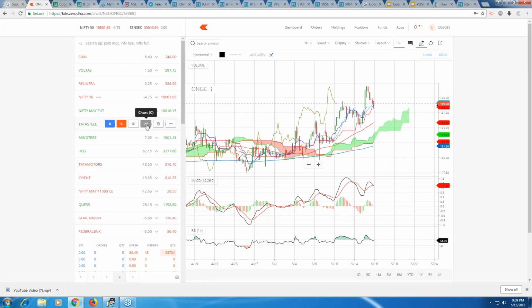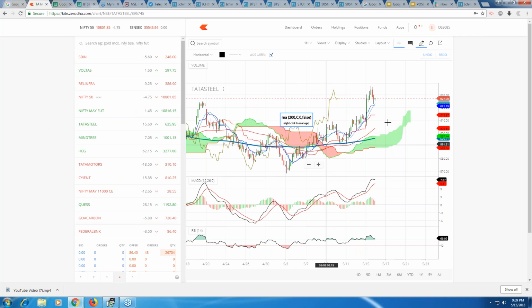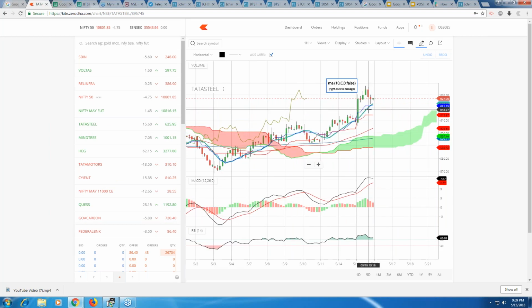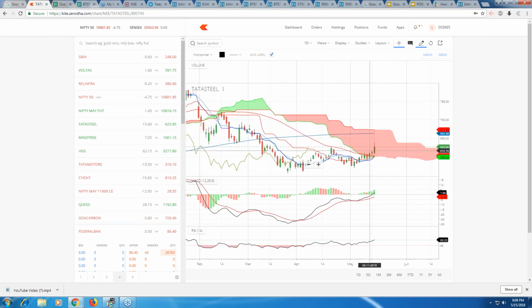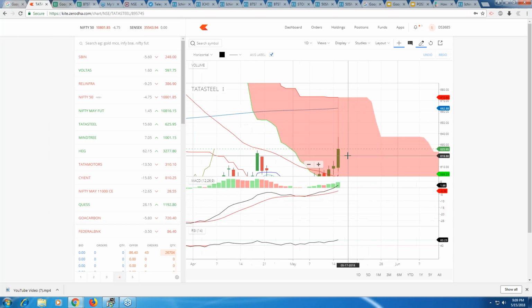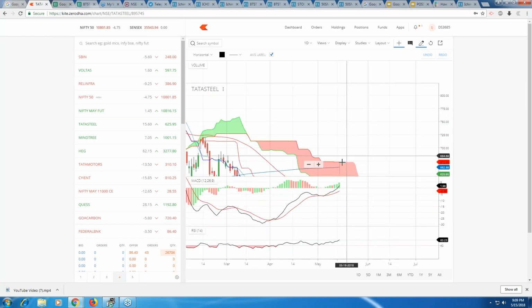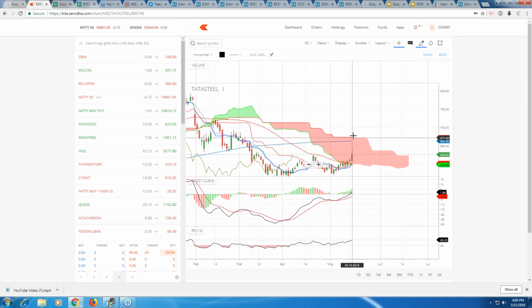Let's see what's happening in Tata Steel. So Tata Steel has also taken a support and it's planning to go up from here, right? This is 1 hour. Let me make it 1 day. So it is inside the cloud. If you ask me, I would like it to be above the cloud. For me, the freedom will come when the stock is going to be above all its resistances, right? I would like to wait for that time, right?